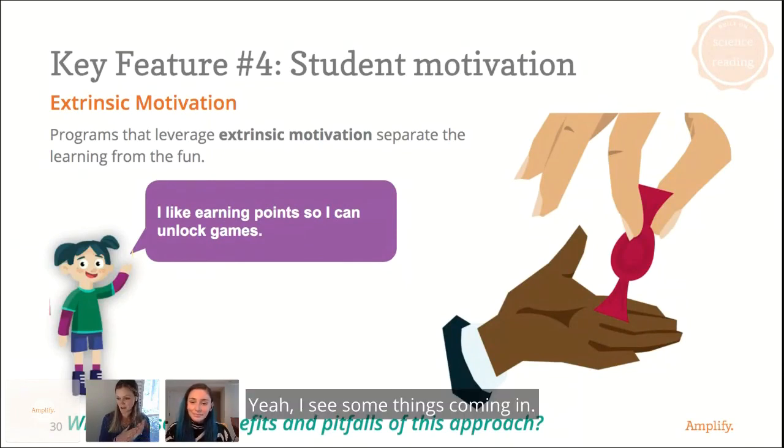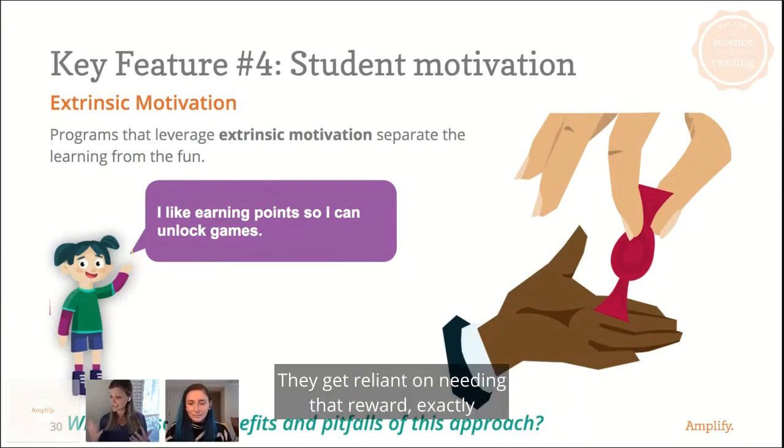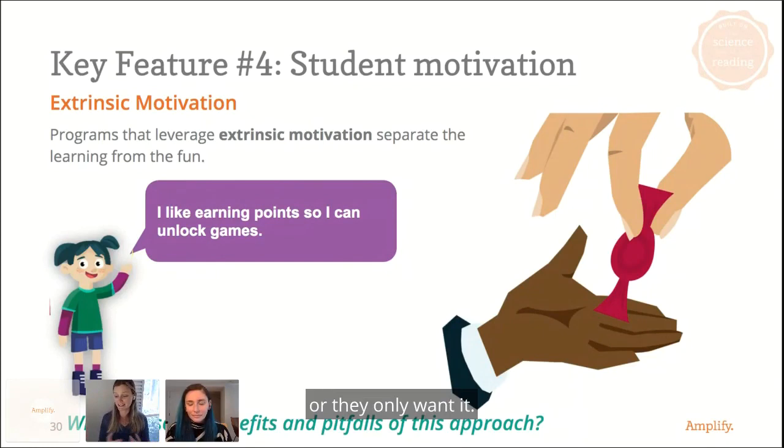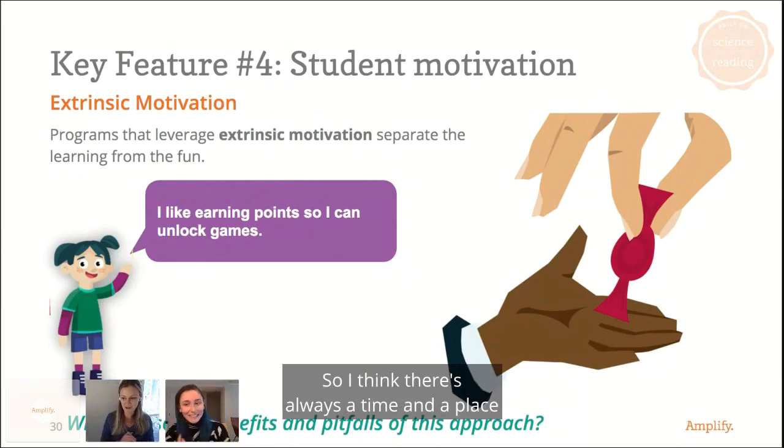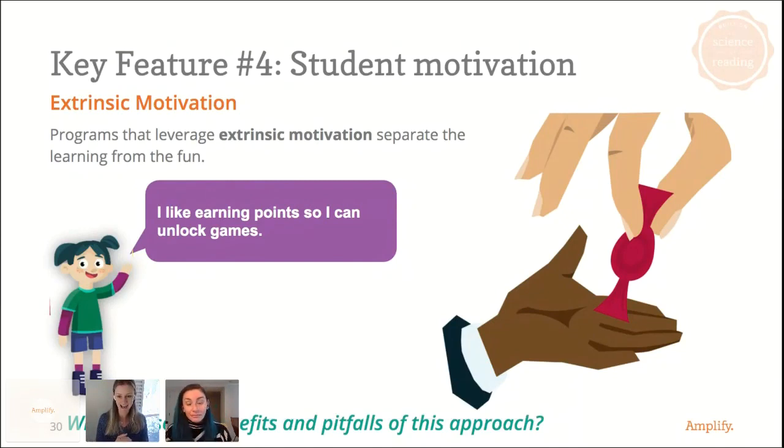Yeah, I see some things coming in, like there's no ownership. Yes, D. They get bored, right? They just start to not care. They get reliant on needing that reward, exactly. Or negative behaviors start to be displayed. What's in it for me? They start to always want something or they only want it. Ooh, I love that. No carrot, no effort. Oh my goodness, 100%. So I think there's always a time and a place, but you can't always use that carrot. Can't always dangle it.